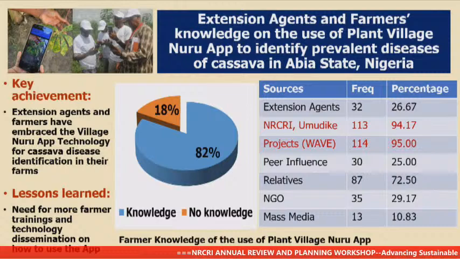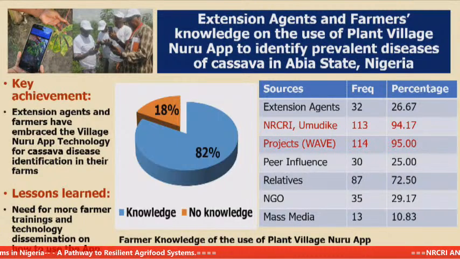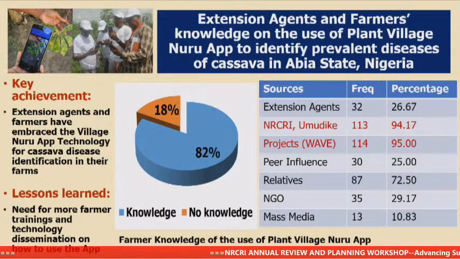Extension agents and farmers' knowledge on the use of Plant Village Nrcri app to identify prevalent diseases of cassava in Abia State. It's good to know that most farmers know that diseases attack their cassava, but they don't actually know what these diseases are. So this Nrcri app will help them to know the kind of disease that is in their farm, and it will also help them to know the measures to take to control those diseases, and how to go about everything.